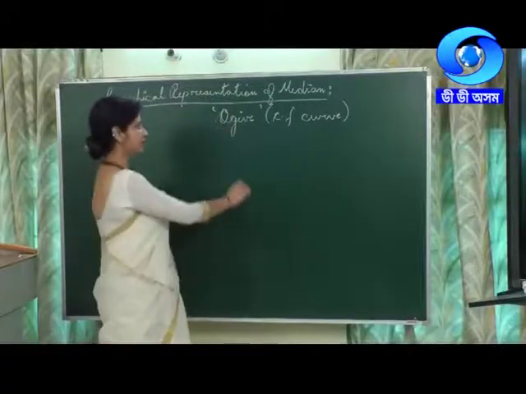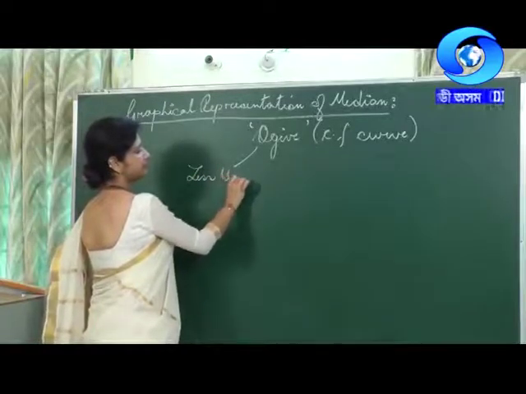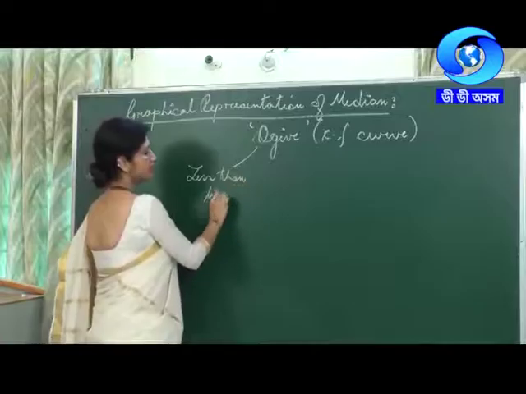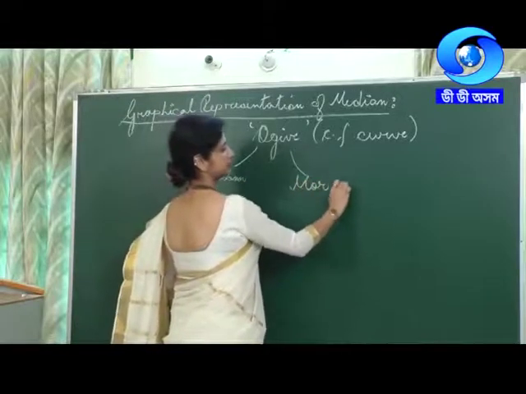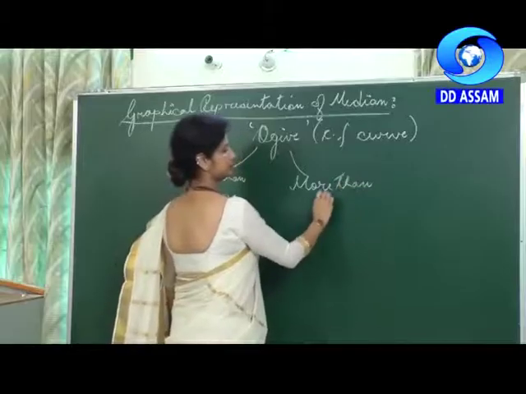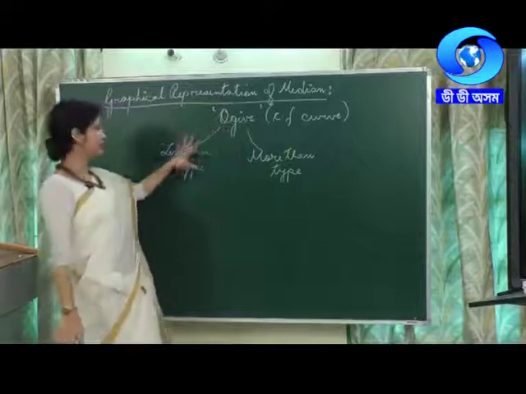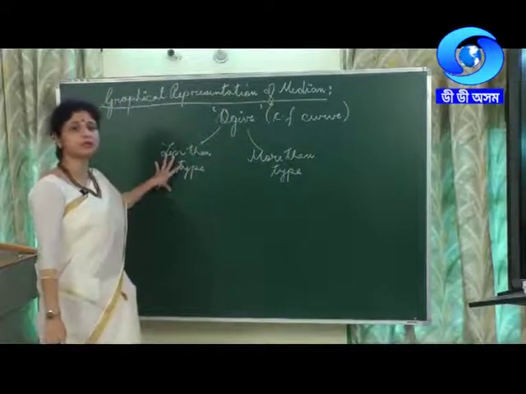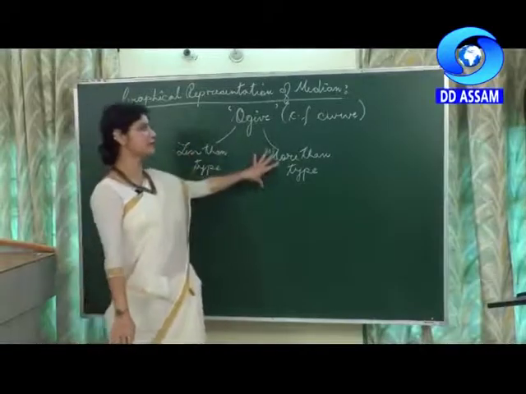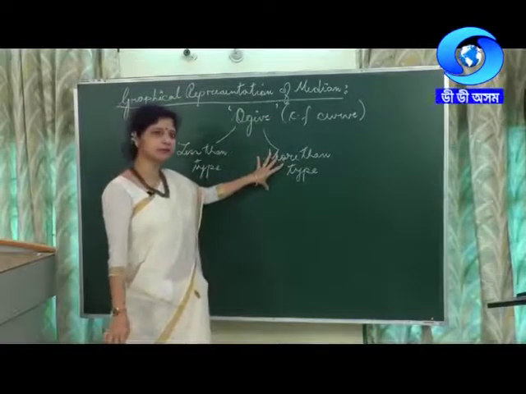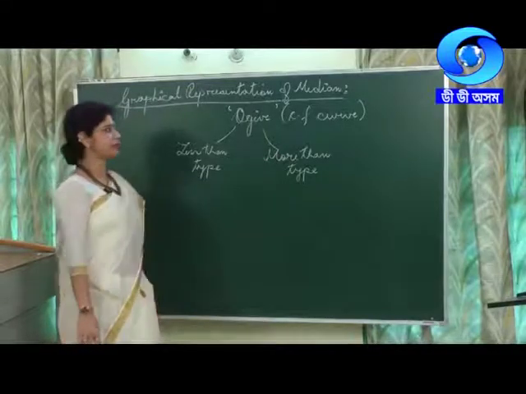Ogives are of two types. One is the less than type Ogive, and the other is the more than type Ogive. All right. For drawing the less than type Ogive, we make use of the less than type cumulative frequency, and for drawing the more than type Ogive, we make use of the more than type cumulative frequency.